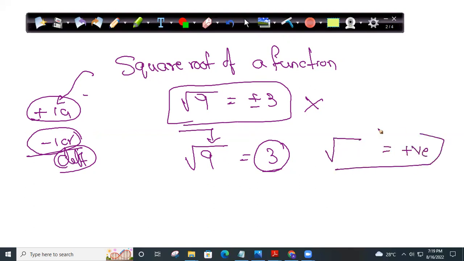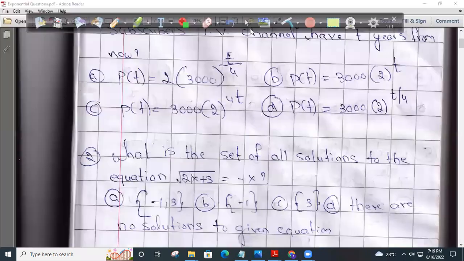It is not negative. So in SAT exams, I see that some questions based on the square root come, and 99% of you will make mistakes if you don't follow these rules. Suppose I have a question like this. What is the set of all solutions to the equation square root of 2x plus 3 is equal to minus x? I have the question on the board.